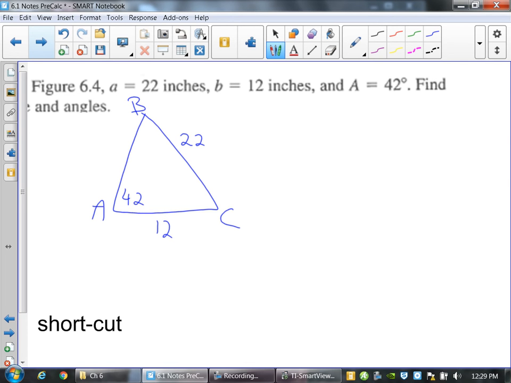Do you see a right triangle? Oh, shoot. No, the triangle's right. I'm not very good. No.